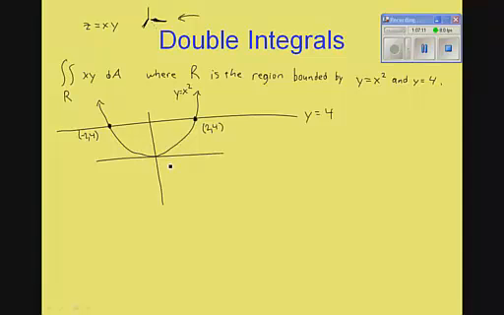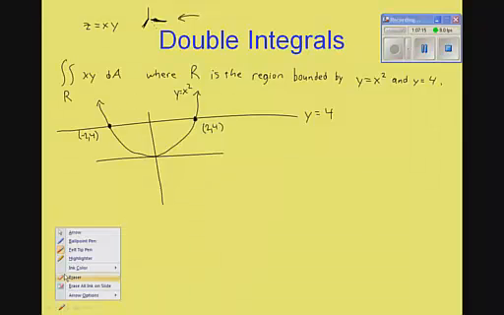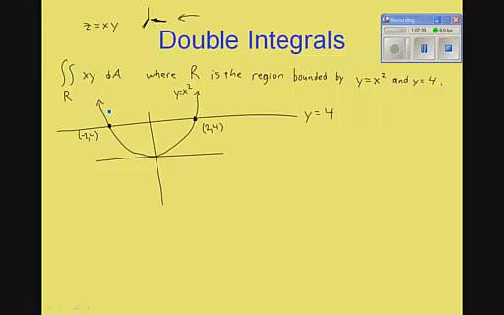So what I'm going to ask myself is, is this vertically simple or horizontally simple? And maybe this one's very easy, but maybe not. This is vertically simple, because if I draw these vertical lines, I am between negative 2 and positive 2, right? And then I am between two really nice functions, and that's my region R.